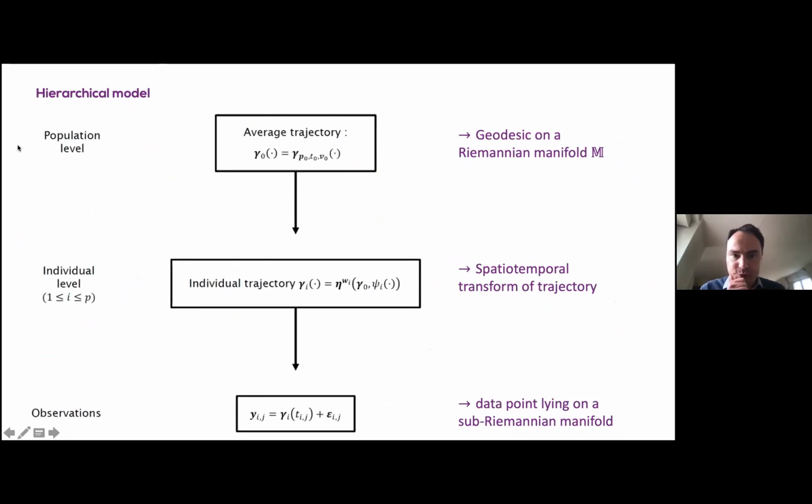I will try to formalize this with a bit of math. So what we built is a hierarchical model. We assume that there is an average trajectory, which is a geodesic on a Riemannian manifold. And here I assume that the choice of a Riemannian manifold is given by the user or by some modeling choices. Then we derive an individual trajectory with a spatiotemporal transformation of this trajectory that involves the 3 parameters I have explained before. And we see the observation, the data, as noisy samples along this trajectory. So this forms a typical generative statistical model, also called a mixed effect model.